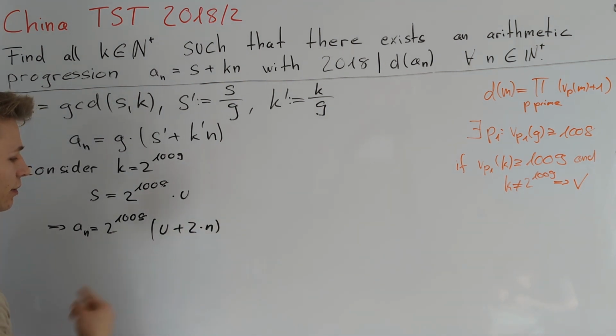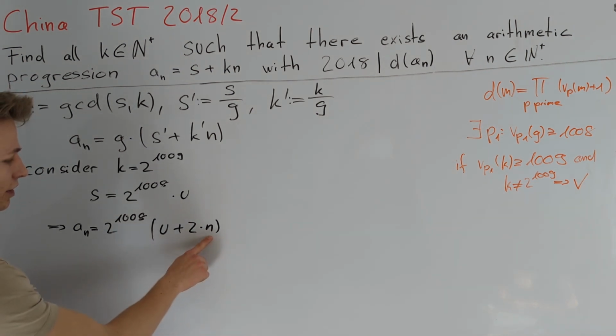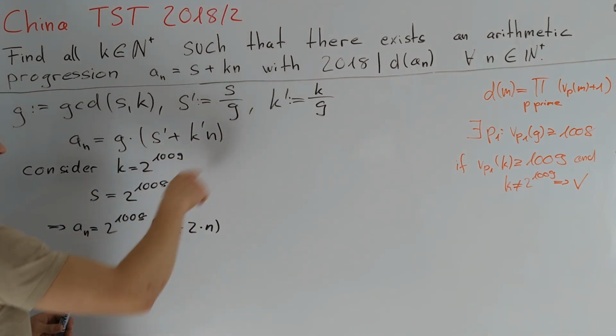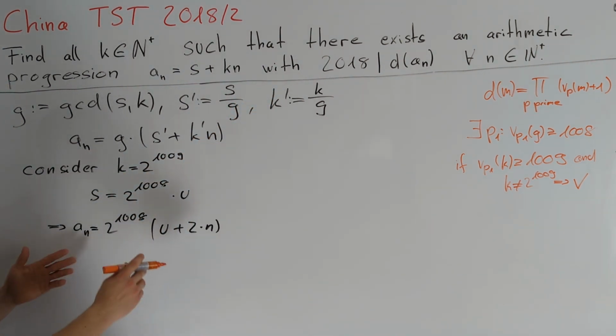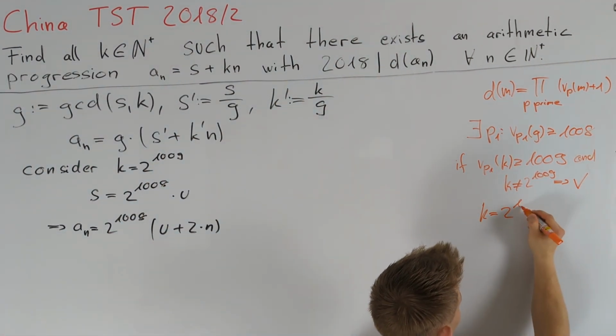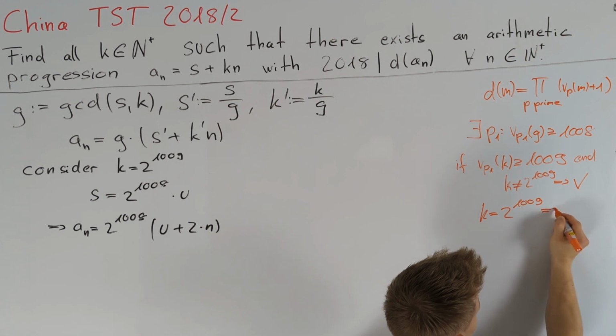Here we can find a square number greater than u and with the same parity as u, and therefore we can find some positive integer n such that this sum here is a perfect square, and therefore in total a_n is equal to a perfect square, which means that the number of divisors of a_n is an odd number, and therefore 2018 cannot divide d(a_n). So we conclude that k equal to 2 to the power of 1009 does not work.